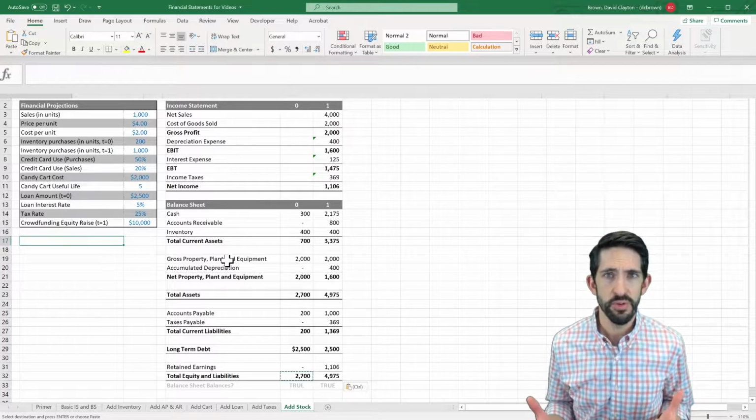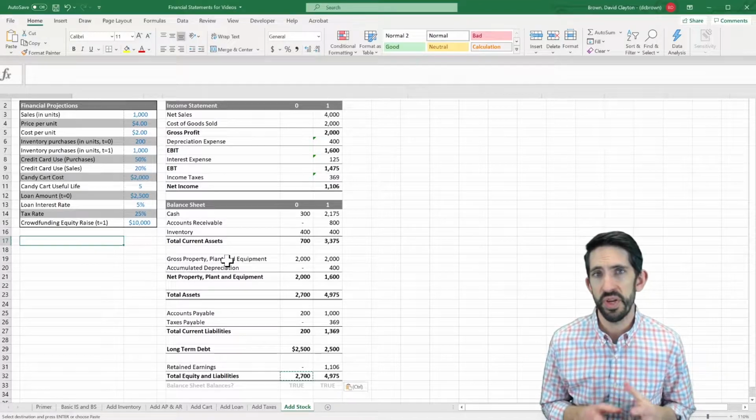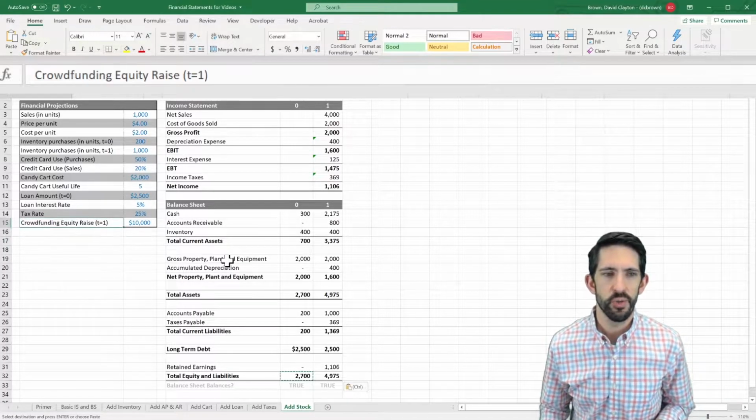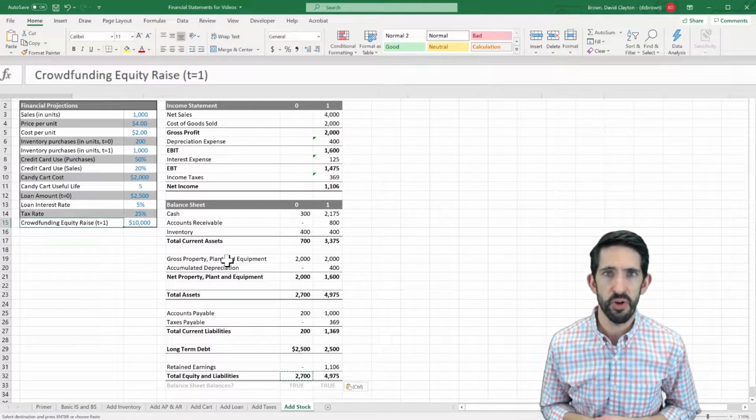Assuming they do, investors are going to be interested in putting some money with us. Right? So we might want to raise some equity. So at this point, we're starting to think about crowdfunding. We're going to go out at the end of year one and raise $10,000 from a crowdfunding website.